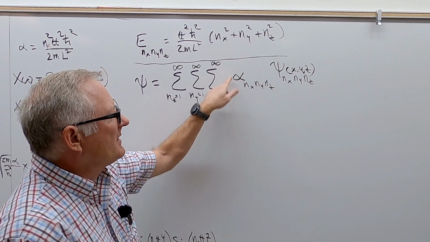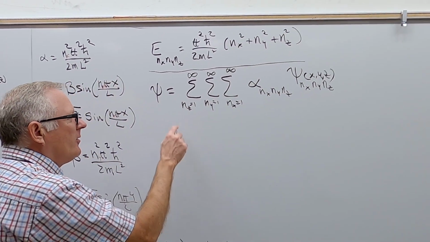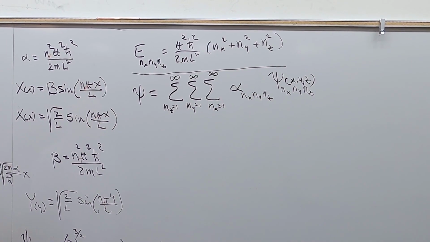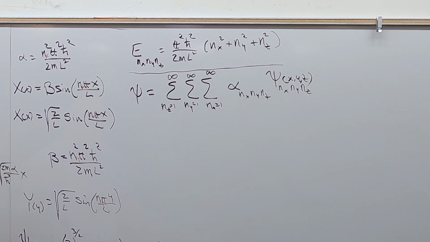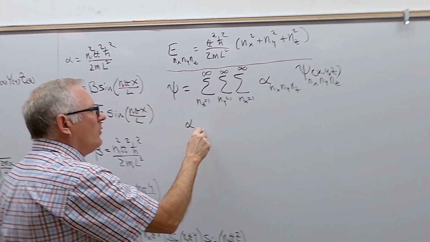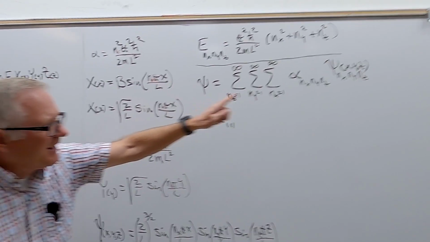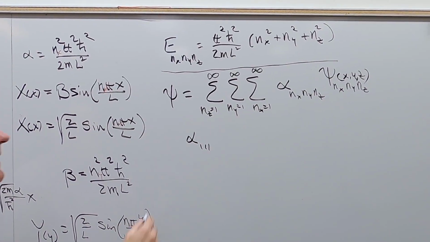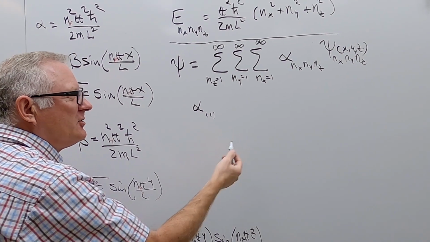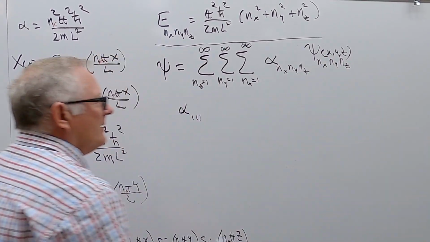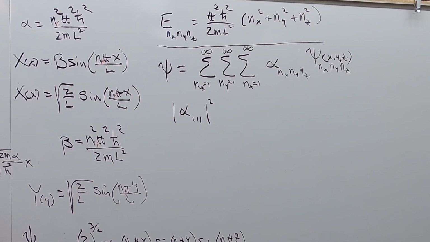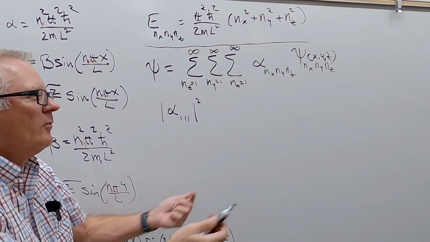And remember, this term right here is the probability amplitude of measuring a particular psi. So if we said something like alpha 1, 1, 1, when nx is 1, and ny is 1, this right here is the probability amplitude of measuring psi 1, 1, 1. Or this squared would be the probability of measuring psi 1, 1, 1.